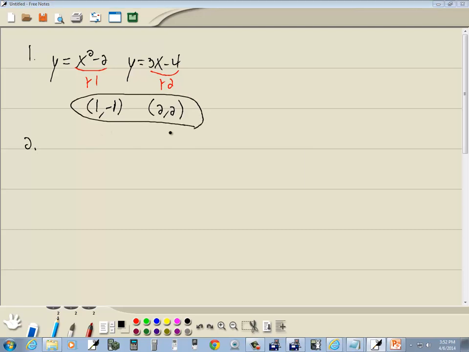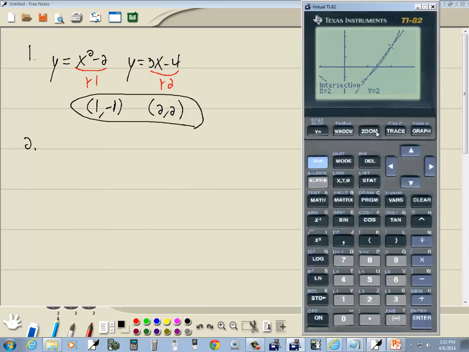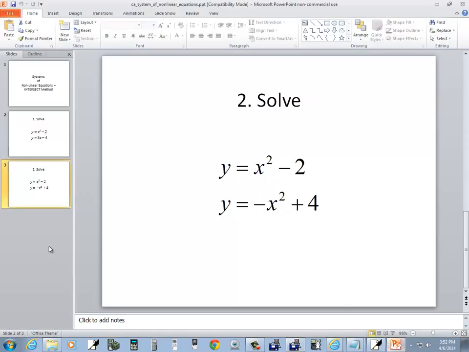Now to set your calculator back, you do Zoom, and then you choose 6 for ZStandard. And that sets it back to the standard viewing window. You want to redo that every time you go and graph something new. Okay, let's take a look at our second problem.